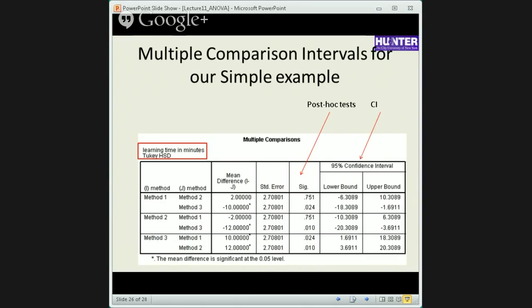And you can set different significance levels. Depending on what significance level you set, everything will be the same up to the lower and upper bounds. If you set a different significance level, these are going to change. But all of these will remain the same.